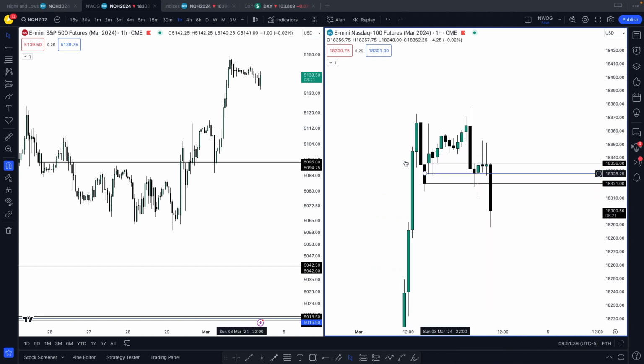So trading back below the weekly opening price on NASDAQ, so we're operating at a discount in terms of the weekly open.